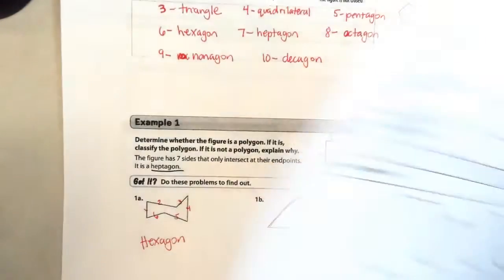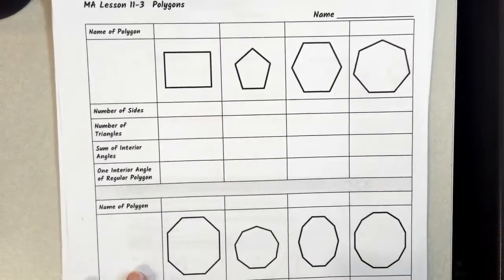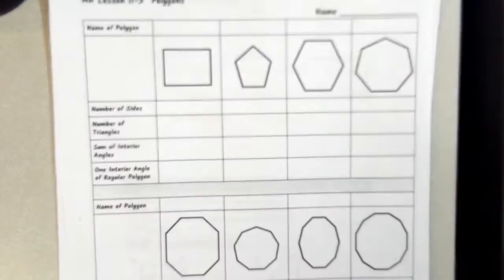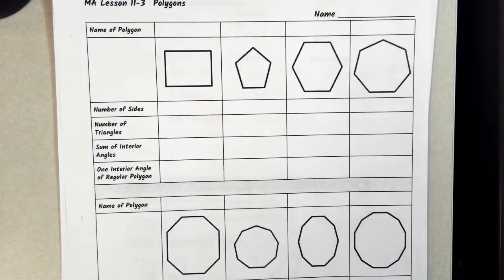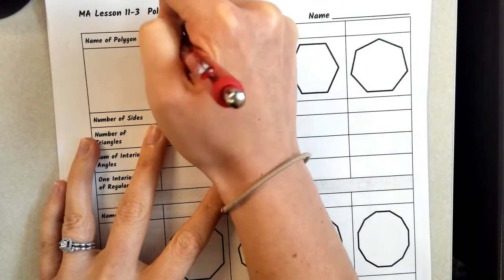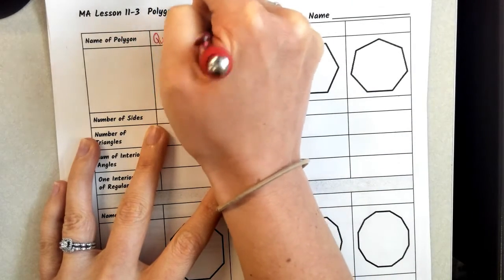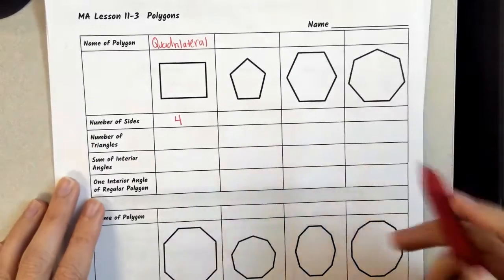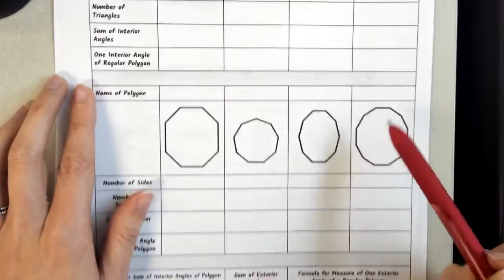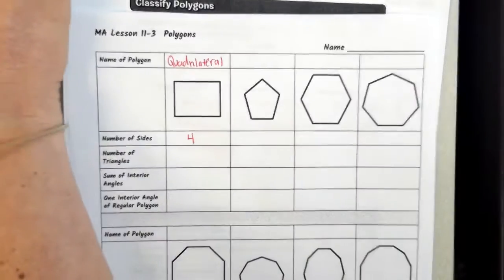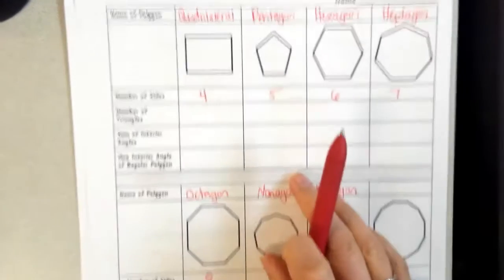The next part, we're going to go to this worksheet. So we're going to name each polygon and the number of sides, and we'll go from there. So the first one is our quadrilateral. That has 4 sides. Okay, so take a second and fill in the name and the number of sides on all of these. Okay? Okay, you should have all of these filled in.